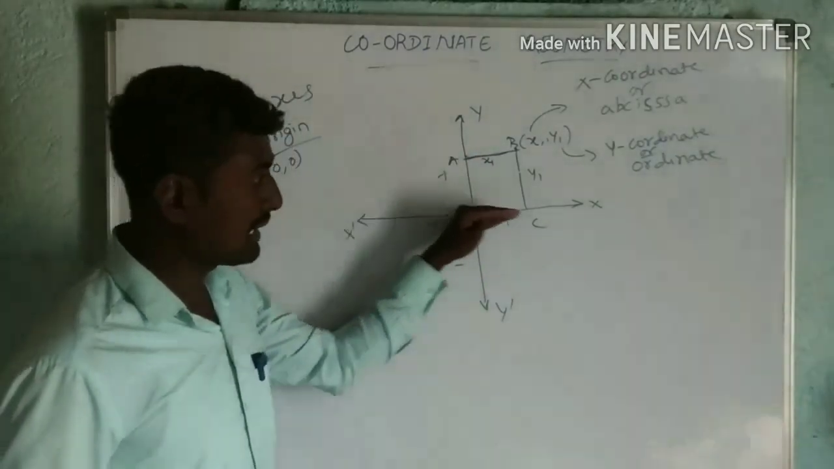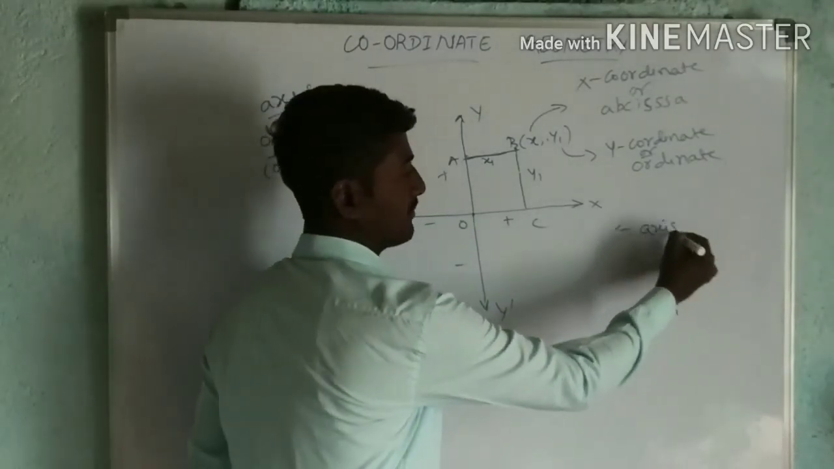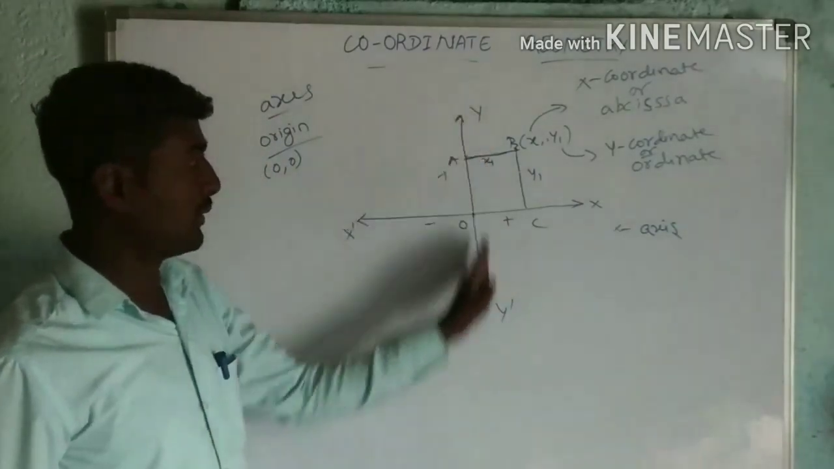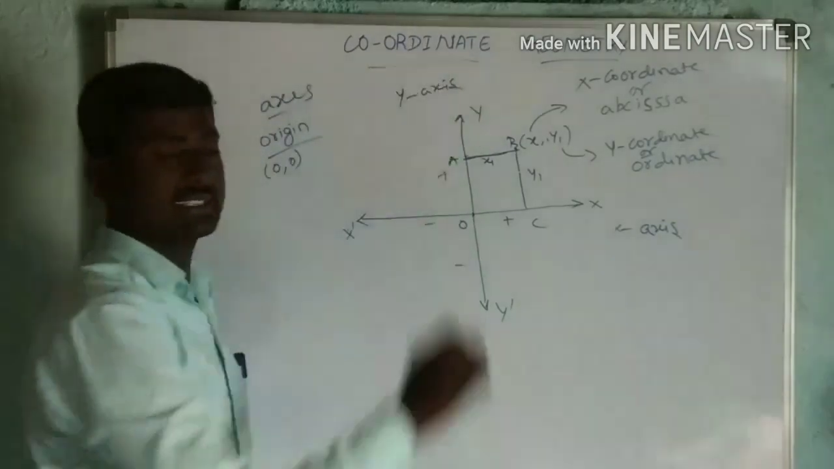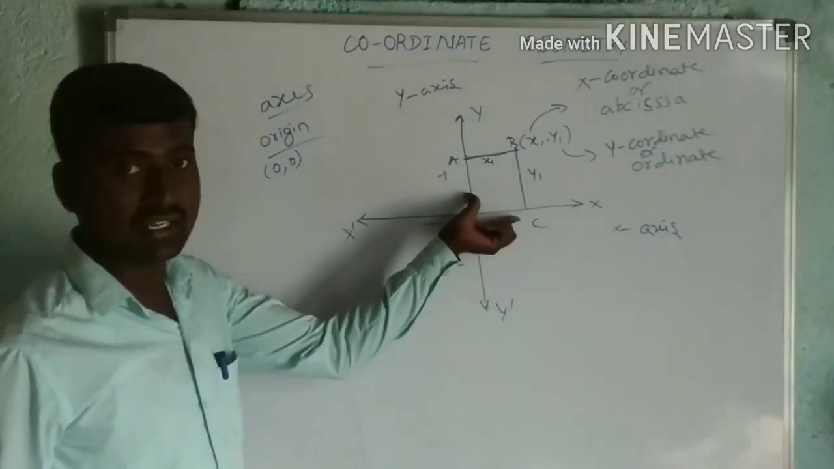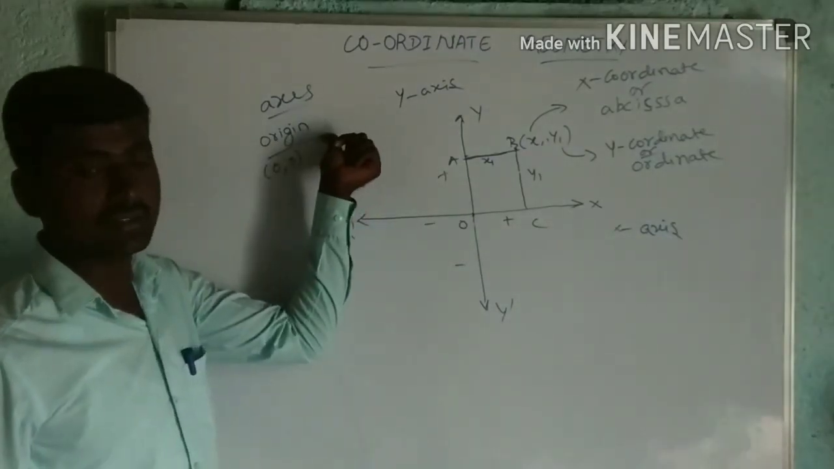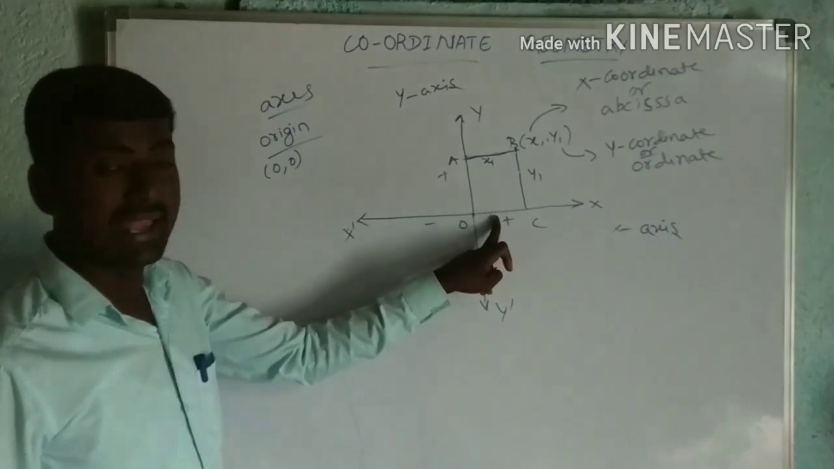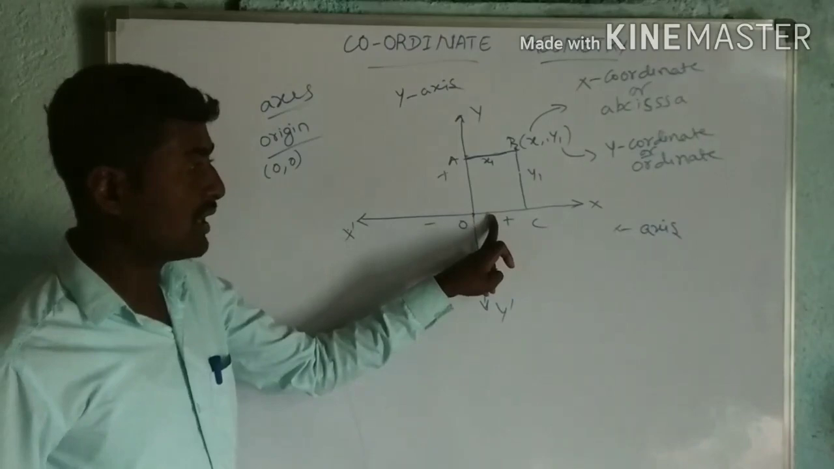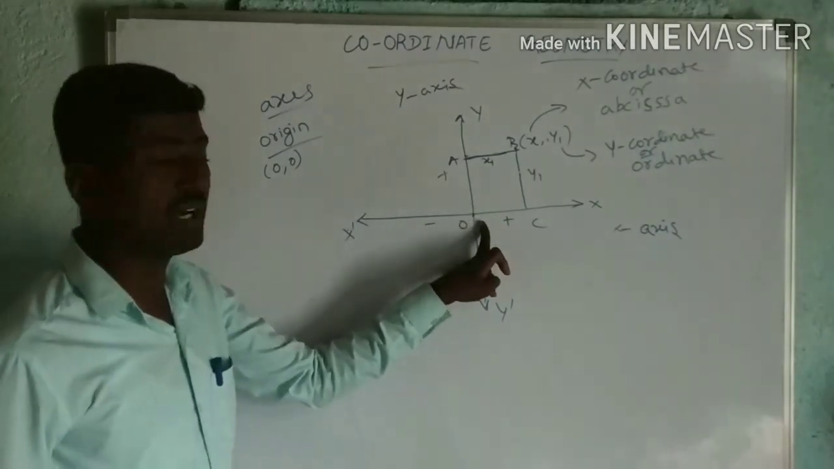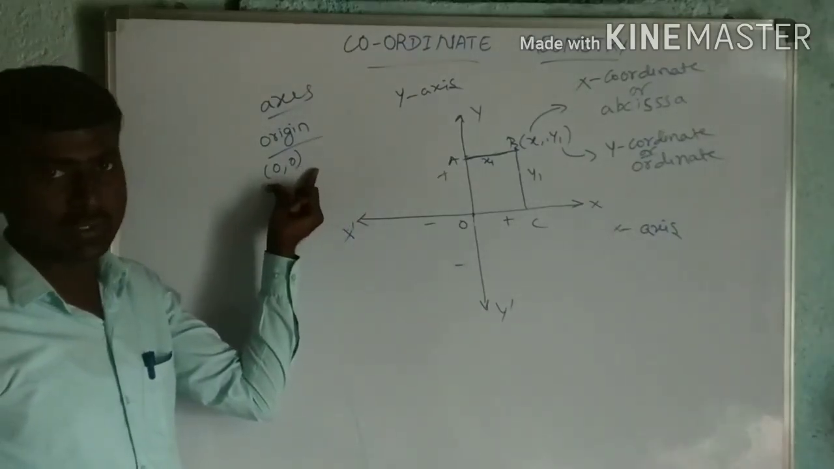I call the horizontal line the x-axis, and the vertical line the y-axis. These two lines intersect at a point. That point is called what? Origin. The point of intersection of the x-axis and y-axis, or of the horizontal line and vertical line, is called the origin. The coordinates of this origin are 0, 0.